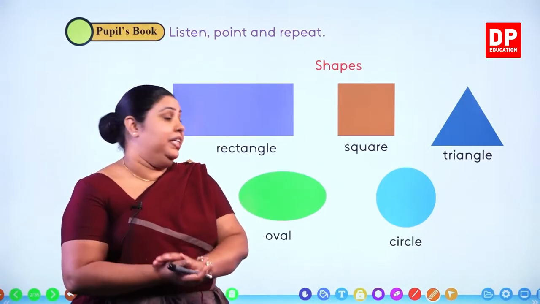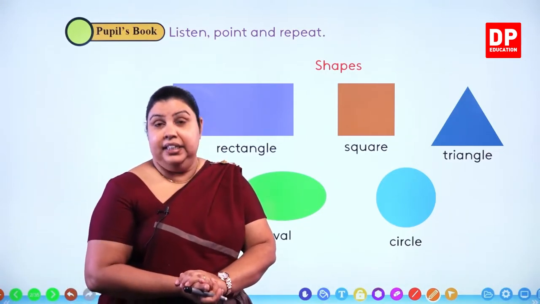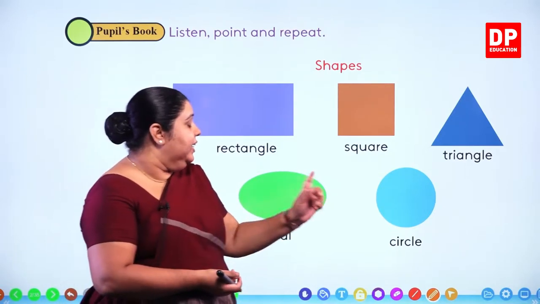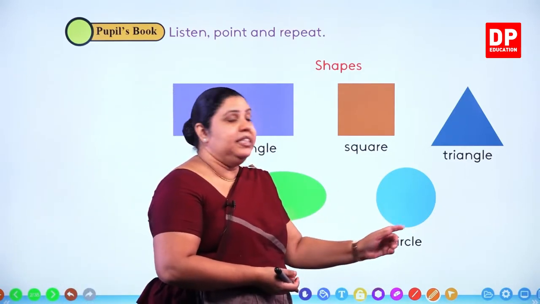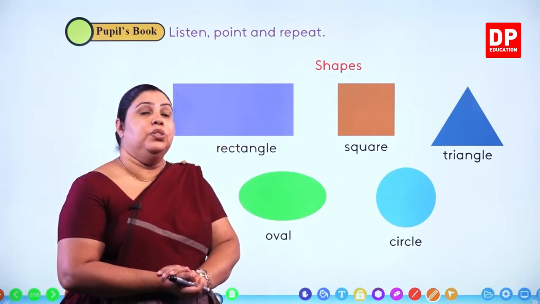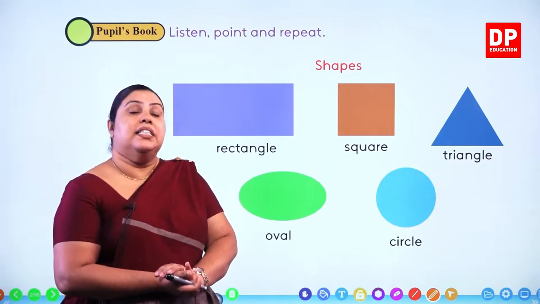In English we say circle. How do we write it? C-I-R-C-L-E. Circle. The word that we use in English is circle.